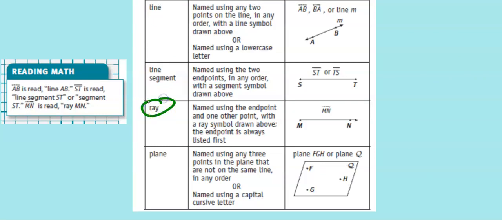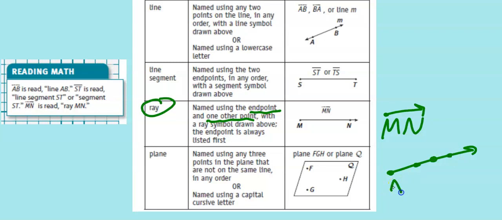A ray is named using the end point and another point with the ray symbol above it. The endpoint is always first. So you can see this is MN. M is first going through N. If I have this, I must pick the end point, and then I can pick any other point I want. So I could pick AB, I could pick AC, or AD. I have to pick A and one other point because I have to pick 2 points.